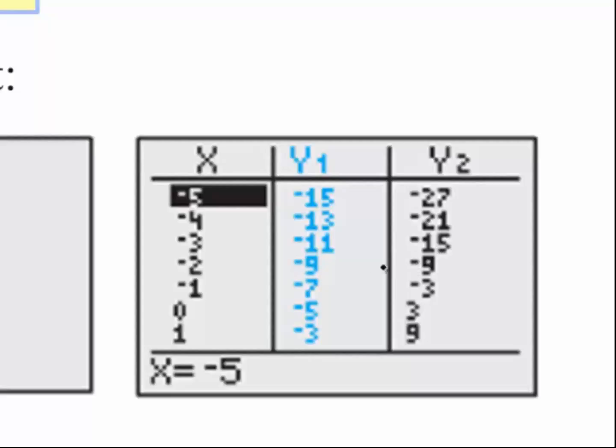And when x is less than negative 2, smaller than negative 2, we have y1 being larger than y2. If x is greater than negative 2, we have y2 being larger than y1. But for this problem, we want to know for what values of x is 2x minus 5 greater than 6x plus 3. And the answer to that is numbers less than negative 2.